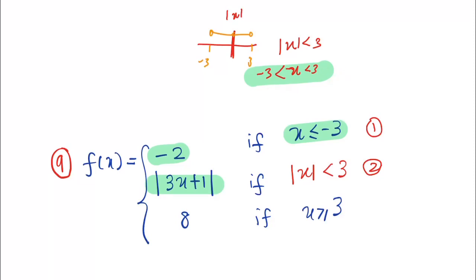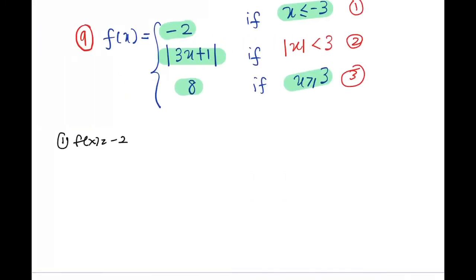Let's look at number 3. So this is equation number 3. What do you have here? f(x) is equal to 8, another constant function, and right now your x is more than or equal to 3. So now let's graph the first one. f(x) is equal to minus 2.